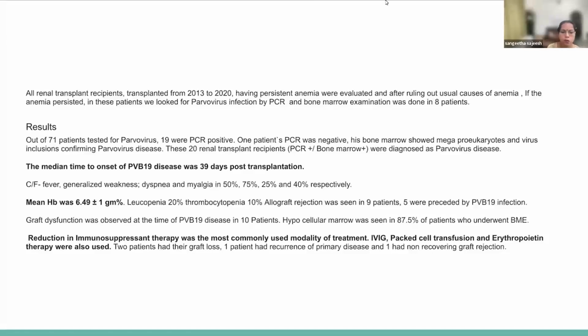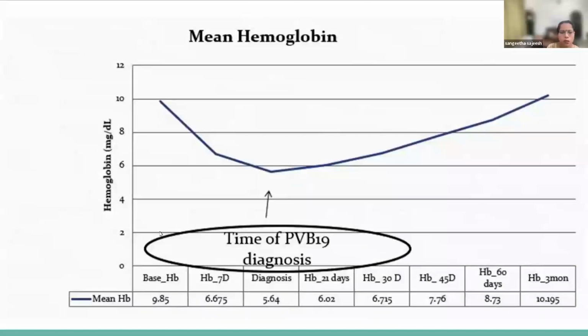Graft dysfunction was observed at the time of parvovirus B19 disease in 10 patients. Reduction in immunosuppressant therapy was the most commonly used modality of treatment. Then IVIG, packed cell transfusion and erythropoietin therapy were also used. Two patients had graft loss, one patient had recurrence, and one had non-recovering graft function. So this shows the time of parvovirus B19 when the hemoglobin dropped to around 5 or close to 6.